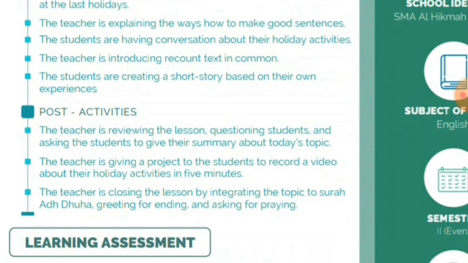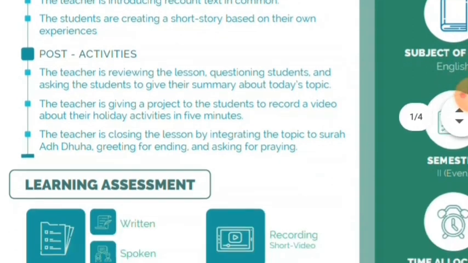By this, the students will create a short story based on their own experiences. So after I introduce recounts and explain how to make good sentences, the students will create their own story, only a short story. Probably it will not be more than 100 words.